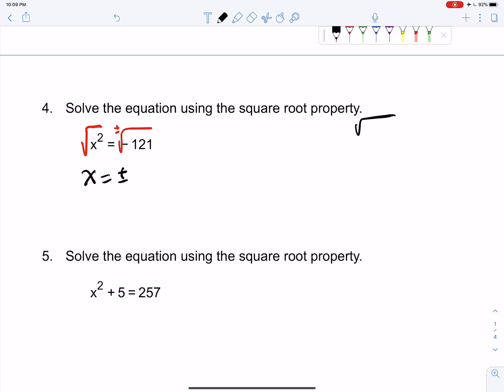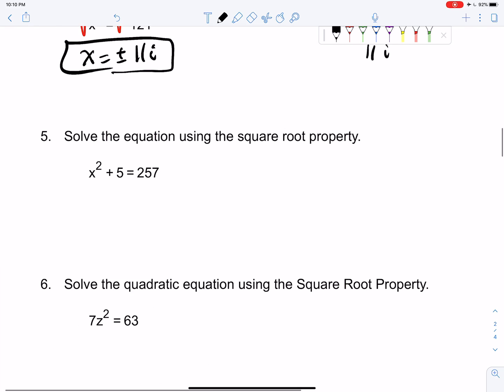Let's go ahead and show our work over here, negative 121. Now this actually just simplifies right away using the imaginary unit and the principal square root of a negative under the radical. But I could show it like this also, which is kind of doing the same thing, negative 1. So we know the square root of 121 is 11, and the square root of negative 1 is i. So we've got x equals plus or minus 11i.